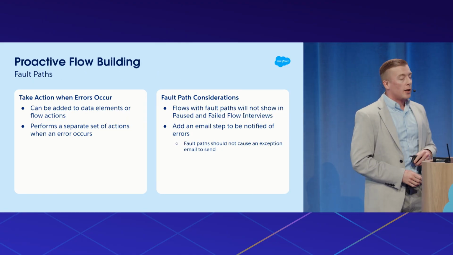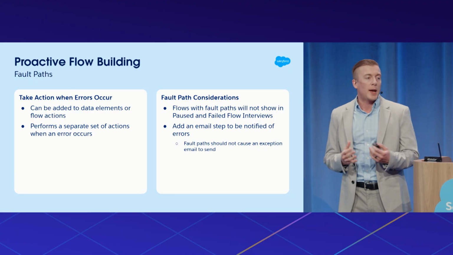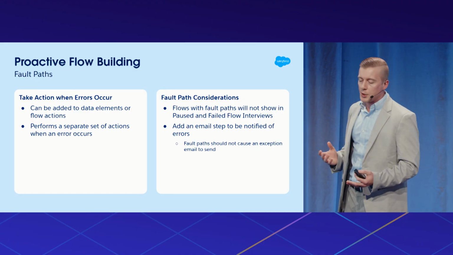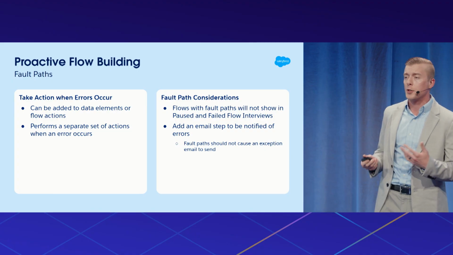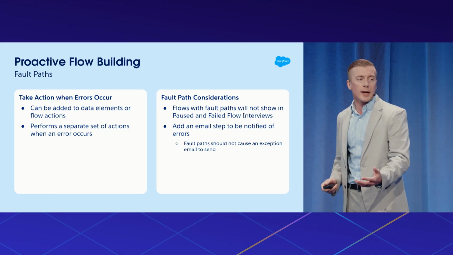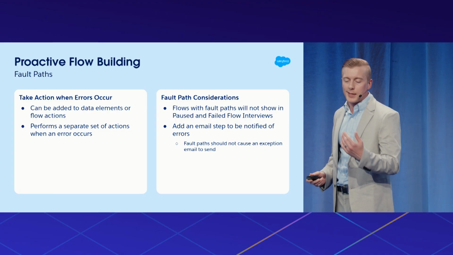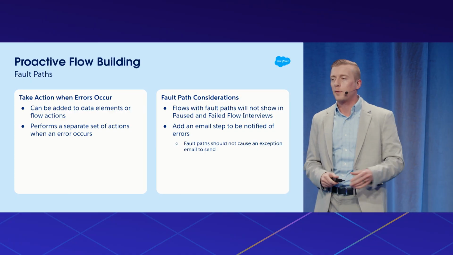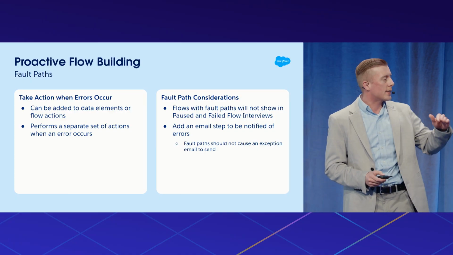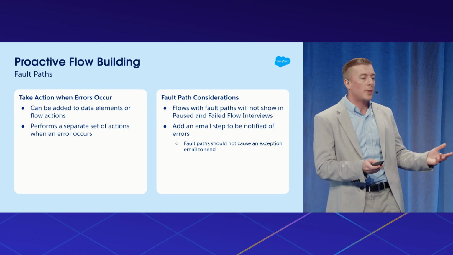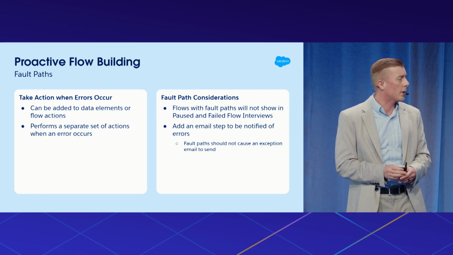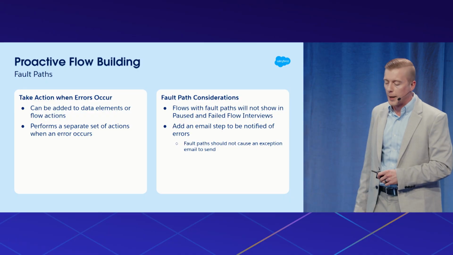The second aspect of proactive flow building is implementing fault paths into your flow. So what fault paths do is they take an alternative set of actions in your flow if it actually runs into an error. So maybe you are trying to create an account record and it fails to do so. Instead of getting that terrible unhandled fault exception occurred, it takes a separate path. Maybe you send an email to system administrators. Maybe you provide a custom error message that says, hey, we ran into an issue with your account. We let your admins know, they're going to be reaching out.